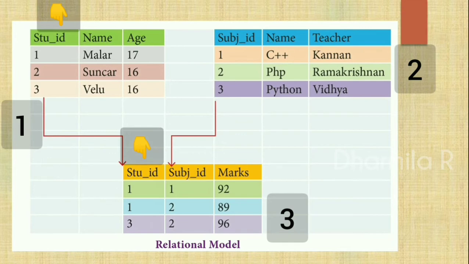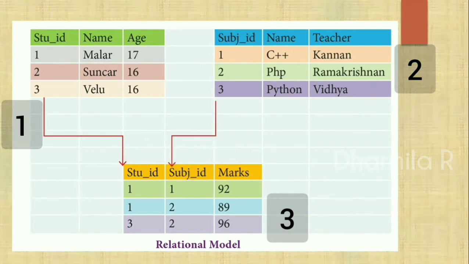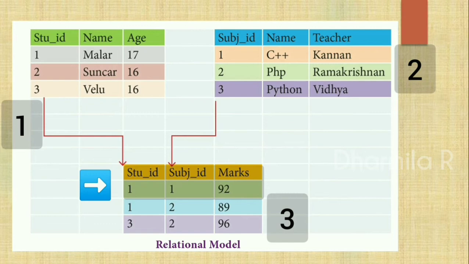That is student ID. Both are same. And the second column of this third table is copied from the second table, that is subject ID. They are same. Now read the first row, that is the first tuple of the third table. That is, student ID is 1, subject ID is 1 and mark is 92.